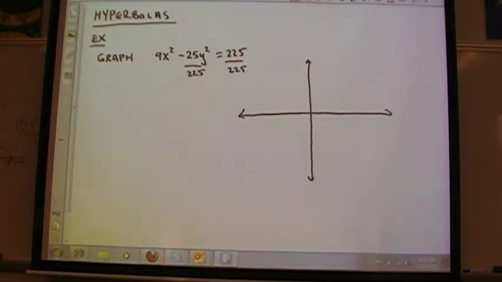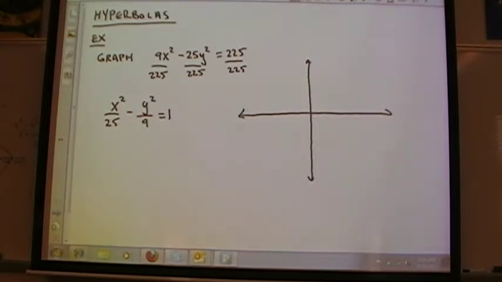And how do you reduce 9 over 225? It's x squared over 25. And how do you reduce 25 over 225? Y squared over 9. Are they always opposite like that? Good question. Since we're dividing, no, it won't always be. It just worked out that way.